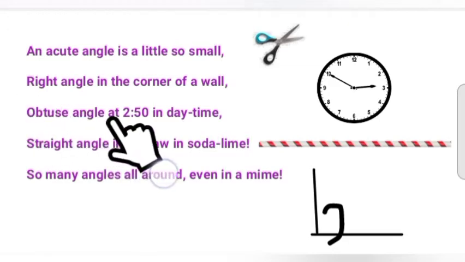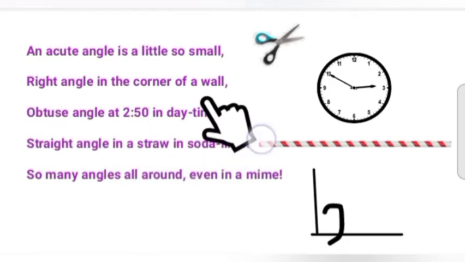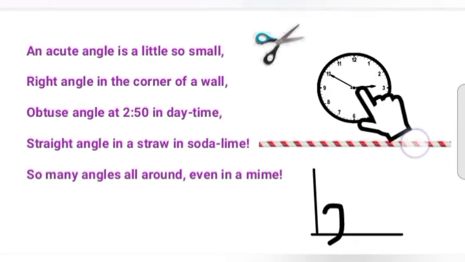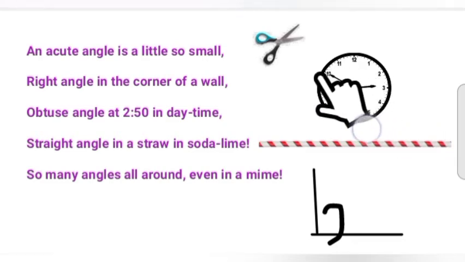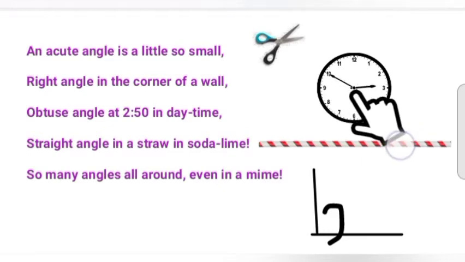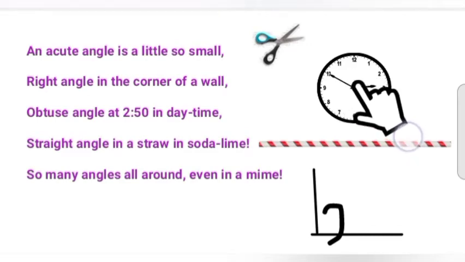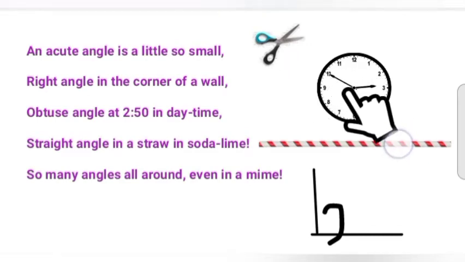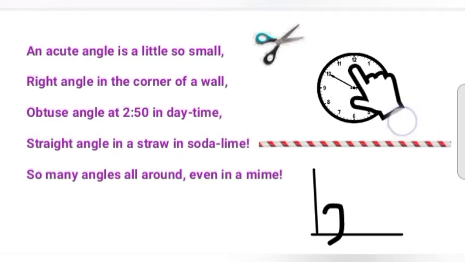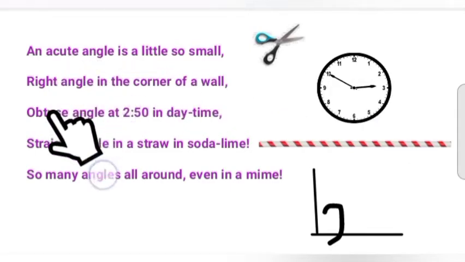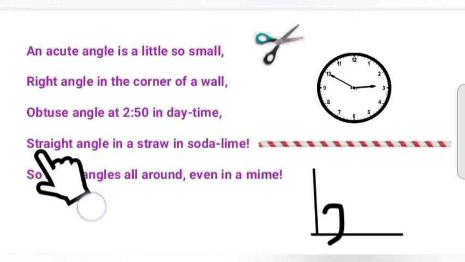Obtuse angle at 2:50 in daytime. Look at the clock. Now the time is 2:50. You can think that this is one ray and the next is another ray. When they join like this, we get one angle. Look at the shape of this angle. There is a difference between this angle and the right angle. This is an obtuse angle. Acute angle, right angle, obtuse angle, and then straight angle.